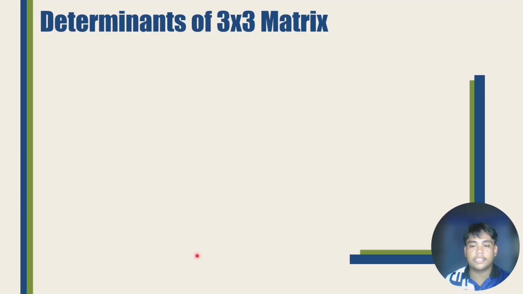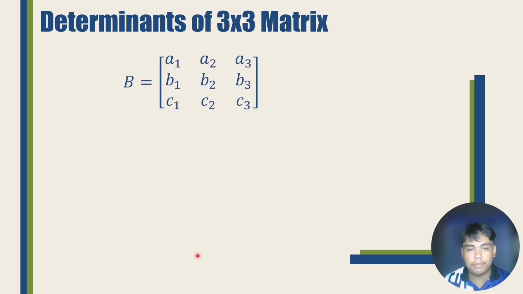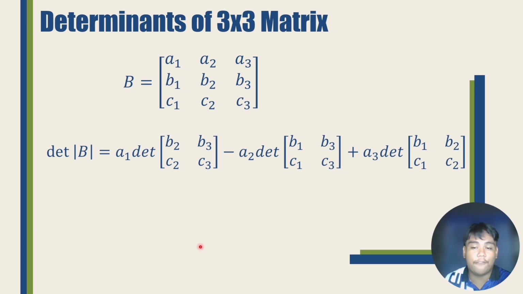Next is getting the determinant of a 3x3 matrix. So how can we do that? Given the matrix B that has elements a sub 1, a sub 2, a sub 3, b sub 1, b sub 2, b sub 3, and c sub 1, c sub 2, and c sub 3, we can get its determinant by using this formula. It is more complicated than the determinant of the 2x2 matrix, so let's get it one by one.